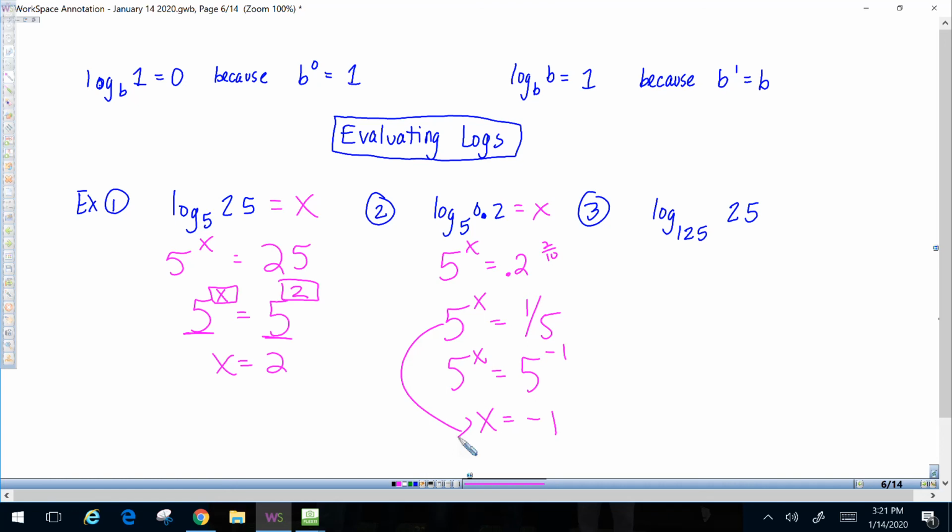All right. The third one is a little trickier. But the process is the same. So what we're going to do is we're going to always say the logarithm equals the exponent, so we're going to set it equal to x for an exponent. And we're going to switch forms.